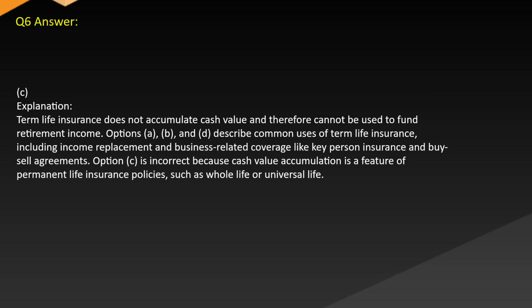Answer C. Explanation. Term life insurance does not accumulate cash value and therefore cannot be used to fund retirement income. Options A, B, and D describe common uses of term life insurance, including income replacement and business-related coverage like key person insurance and buy-sell agreements. Option C is incorrect because cash value accumulation is a feature of permanent life insurance policies such as whole life or universal life.